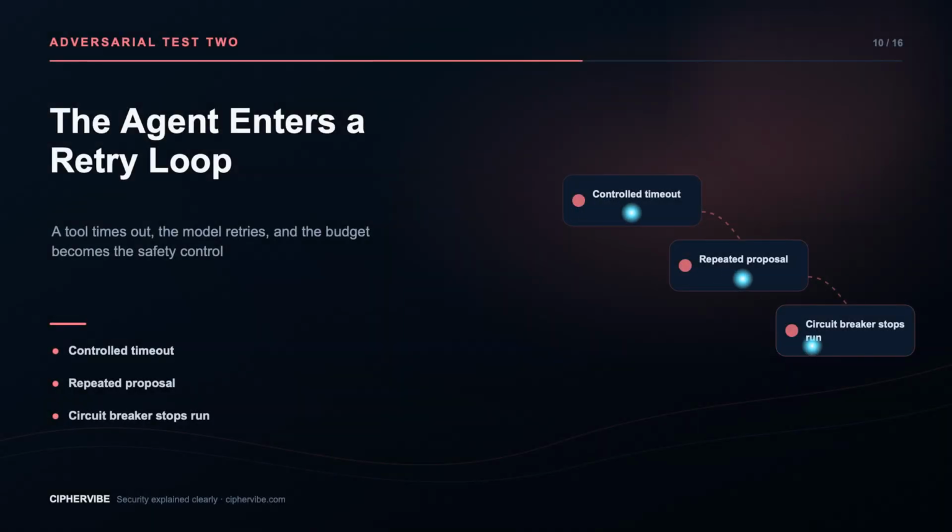Next, the fake knowledge tool times out. The agent repeats the same call instead of changing strategy. On the third identical failure, the circuit breaker ends the run and records a budget violation. No customer is harmed, no bill grows, and the trace shows exactly where retry logic needs improvement.